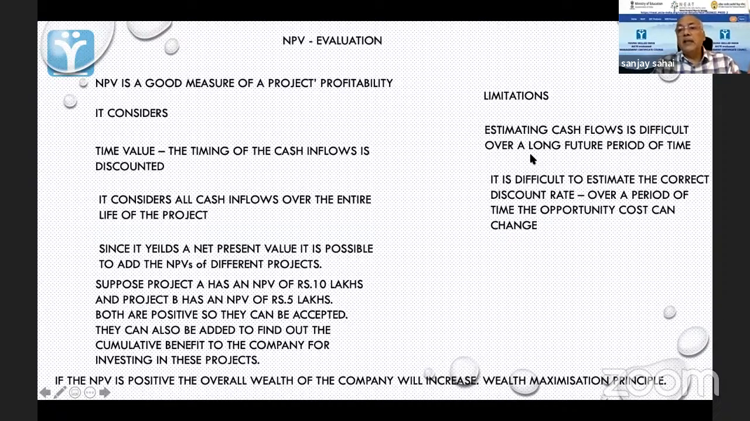But this is actually very difficult, because the moment you say that you want to estimate cash flows over a long future period of time, your main issue is you will have to forecast sales. You will have to do it so accurately, and you will have to actually think about the price at which you will sell. Over a period of time, it's very possible that this price will change. So you will have to predict those changes in your prices also. So there are lots of ifs and buts in this technique.